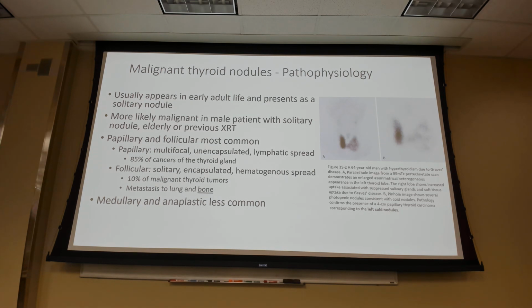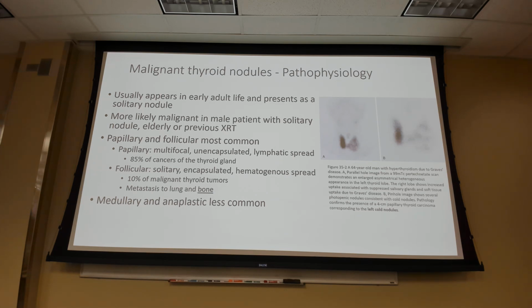All right, so malignant thyroid nodules. So these are the ones that, like I said, have that bimodal distribution, younger than 20 and then over 60 in the elderly. More likely malignant in a male patient with a solitary nodule, elderly, and then anybody who's received XRT. I don't know that I've ever seen a patient that's gotten XRT, but maybe I'll start asking these old patients if they've ever had it when I see them.